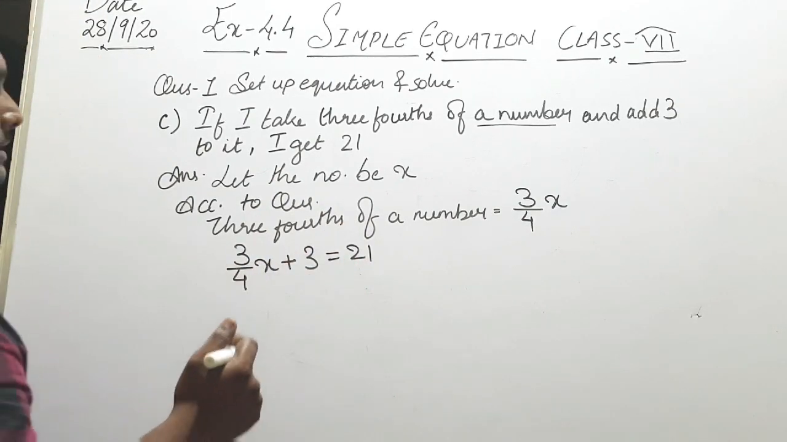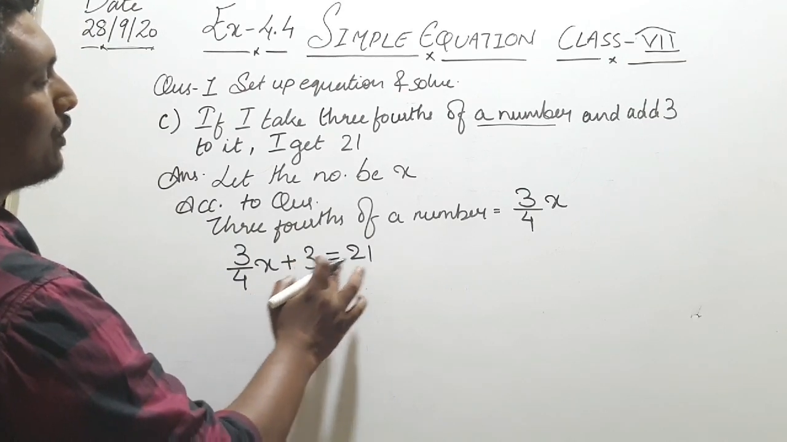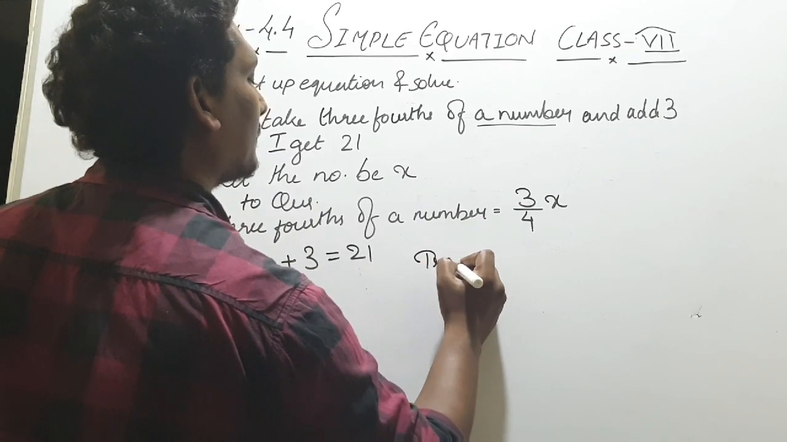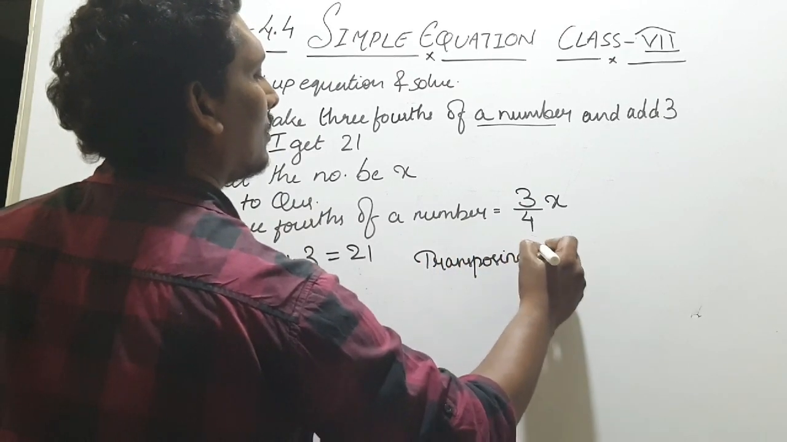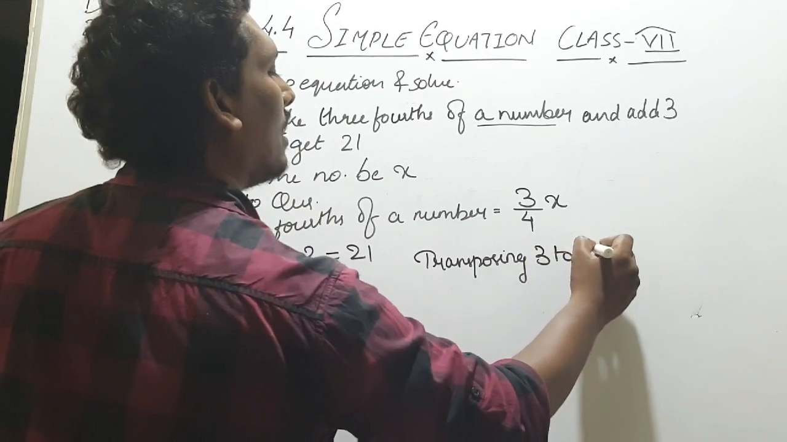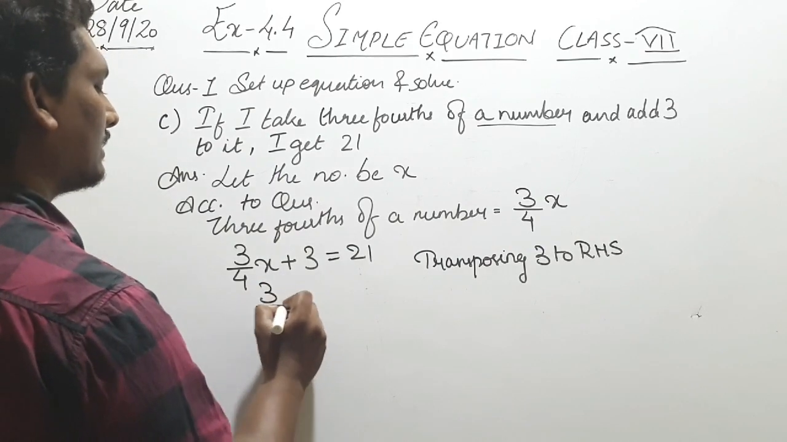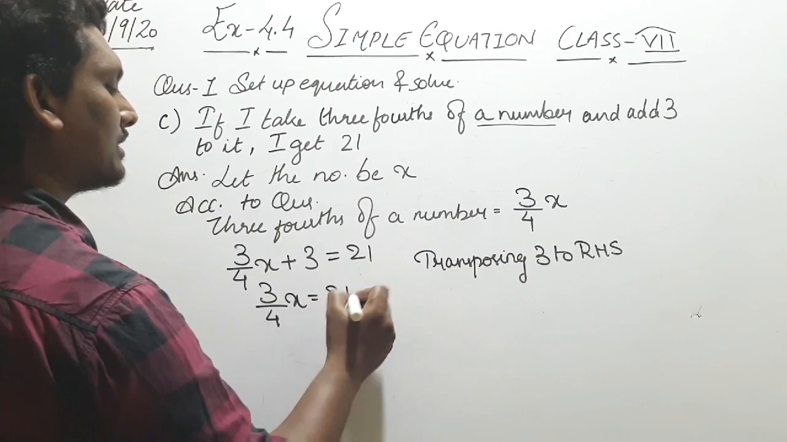Now we have to solve this, same as what we did in the previous one. We have to transpose 3 to the RHS side. So transposing 3 to RHS, now the equation is like this: 3 by 4x is equal to this 21, we have to write first.